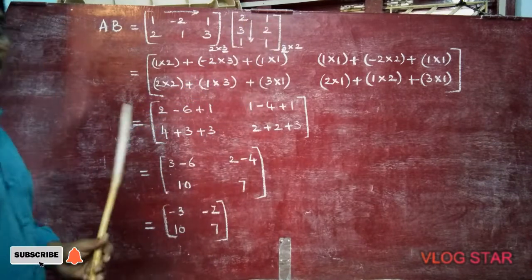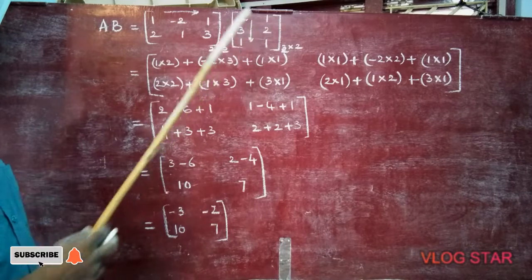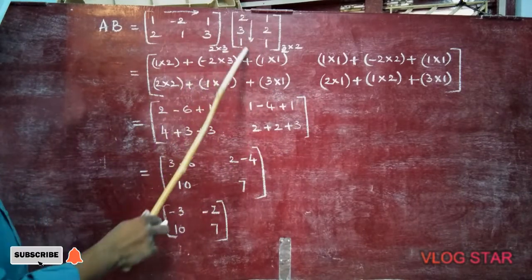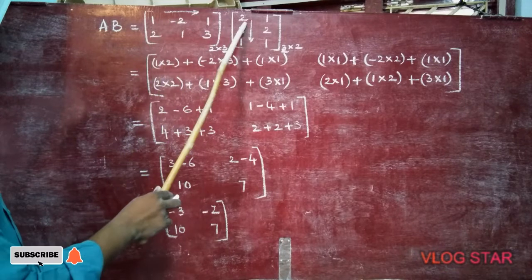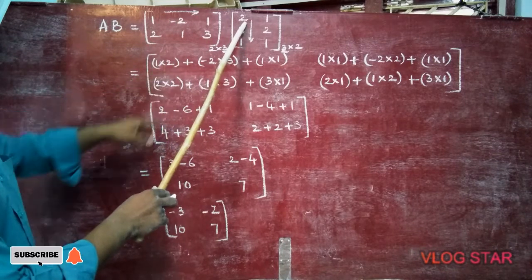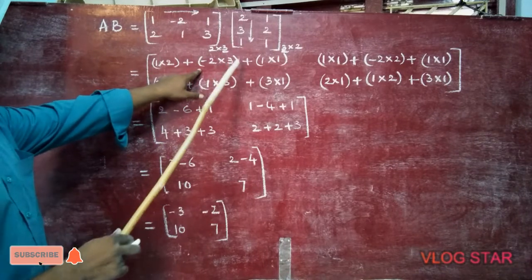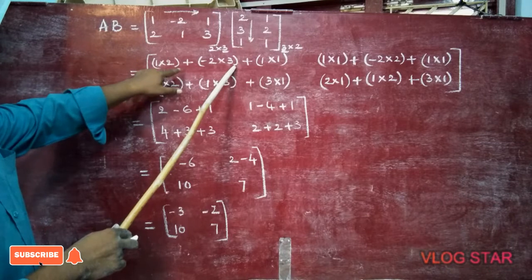Just for understanding purpose I am drawing these arrows. No need to draw, just for understanding. Row with column. 1 into 2. Can you see 1 into 2? Plus minus 2 into 3. Keep brackets because you are multiplying.